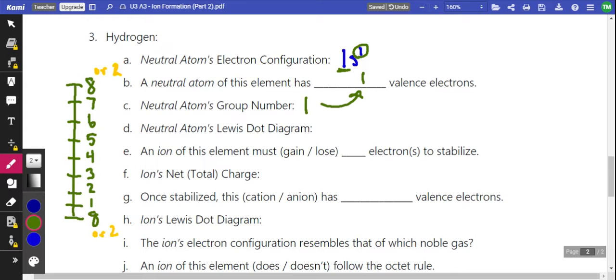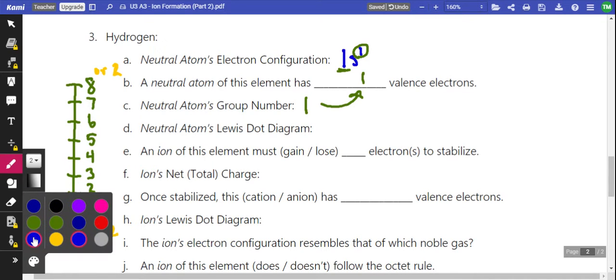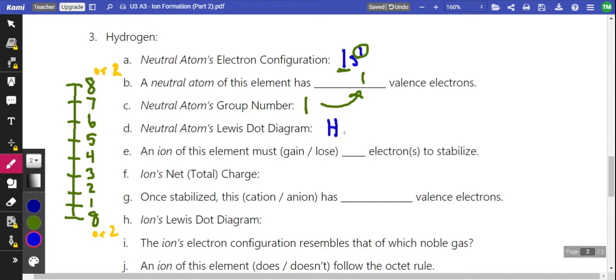Our shortcut still works. So our Lewis dot diagram for this might look something like this. Got big H for hydrogen, 1 dot, and I'm done. 1 dot for 1 valence electron. So, is this going to gain or lose electrons to become more stable? Well, this is a little odd. Hydrogen's right here with 1 valence electron. But this scaling doesn't really make a whole lot of sense because of how small it is. If we're going to have 2 valence electrons when we're gaining electrons or losing electrons, the scale doesn't really work anymore.